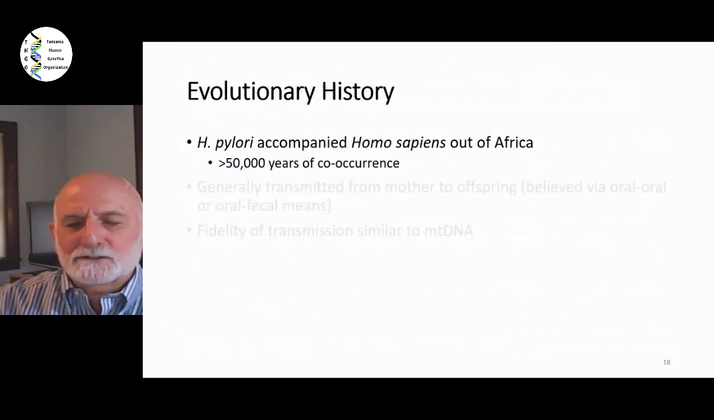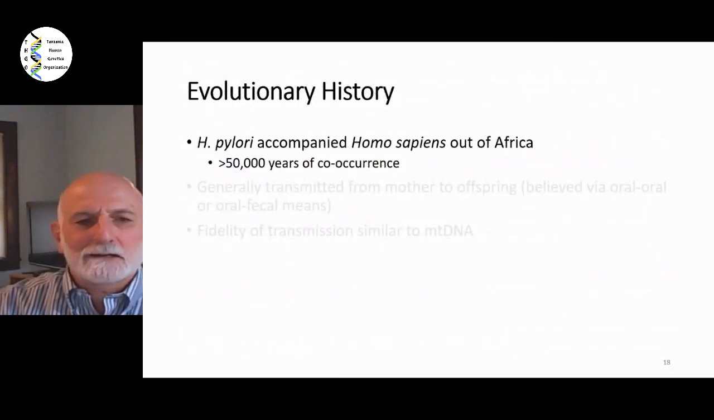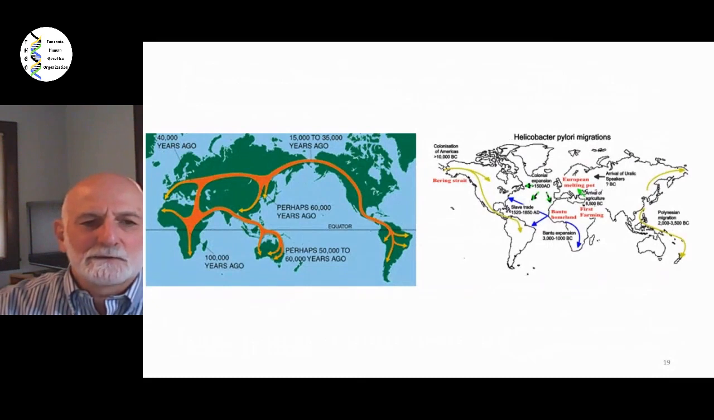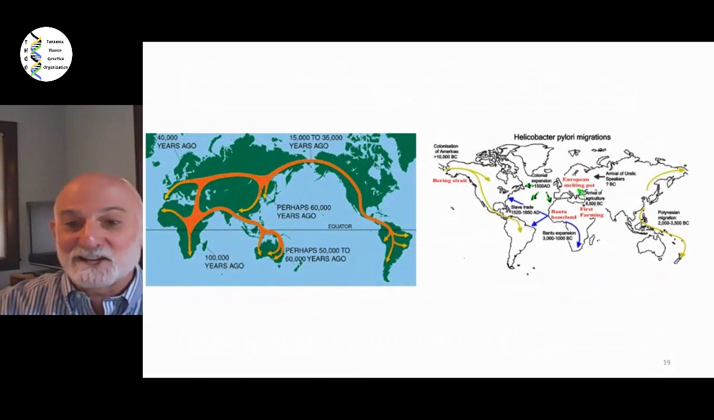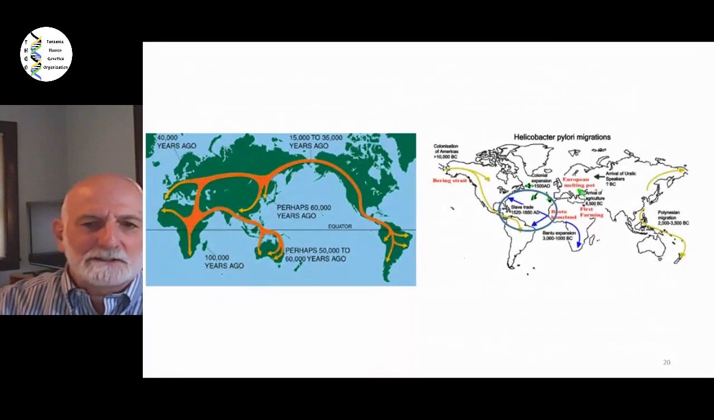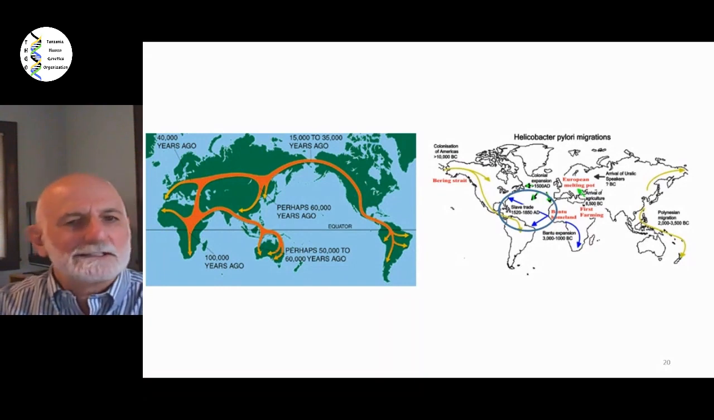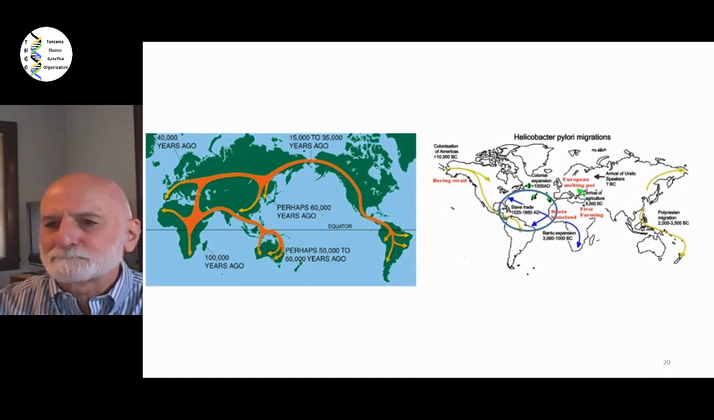So H. pylori has coexisted with humans going back to the time when humans left Africa. And in fact, you can look at this map. The left-hand side is human migration out of Africa. The right-hand side is H. pylori migrations out of Africa. The one that we're going to talk about most today is actually the Middle Passage, which is predominantly due to the slave trade going back from the 1600s to the 1800s. And because the study population for this is in South America.